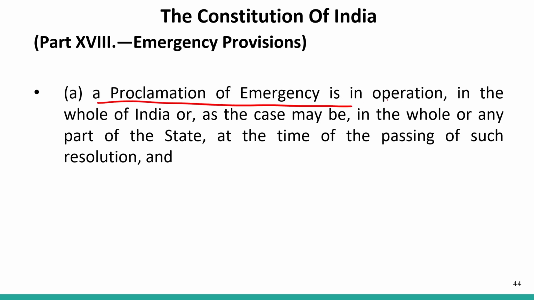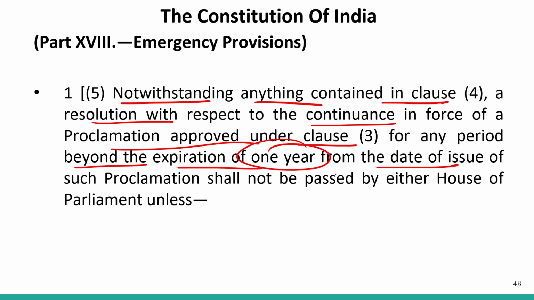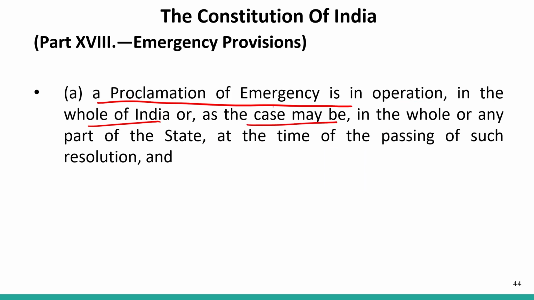A proclamation of emergency is in operation in the whole of India, as the case may be. Okay, this is clause 5. Notwithstanding anything contained in clause 4, a resolution with respect to the continuance in force of a proclamation approved under clause 3, for any period beyond the expiration of 1 year from the date of issuance of such proclamation, shall not be passed by either house of the parliament unless a proclamation of emergency is in operation in the whole of India or, as the case may be, in the whole or any part of the state at the time of the passing of the resolution.